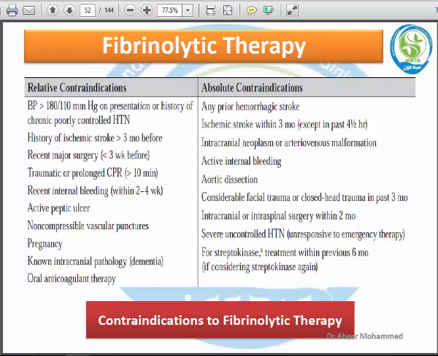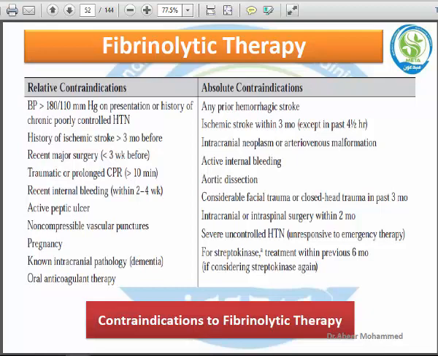Absolute contraindications of fibrinolytic therapy. This is so important. Any prior hemorrhagic stroke: if the patient had a hemorrhagic stroke a year ago, 10 years ago, 15 or 30 years ago, fibrinolytic therapy is contraindicated. Also ischemic stroke within the past 3 months, except within the past 4.5 hours before fibrinolytic exposure, we can't use fibrinolytic therapy. In case of intracranial neoplasm or arteriovenous malformation, we can't use fibrinolytic therapy.